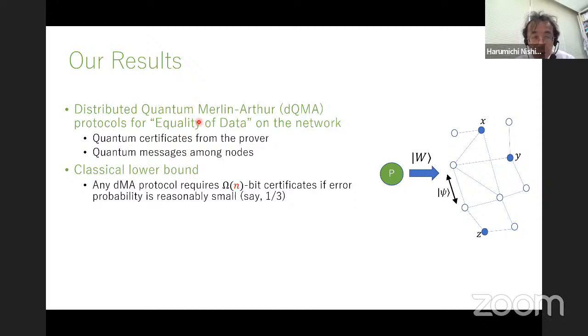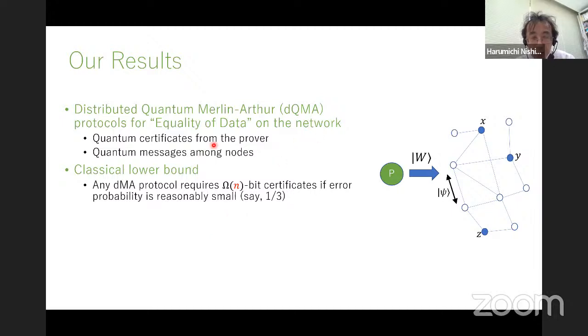In our result, we consider the quantum version of the Merlin-Arthur protocol. Now the prover can send a quantum message to each node, and each node can exchange the quantum message with the neighboring node. We consider this DQMA protocol, but first we observe the classical lower bound.